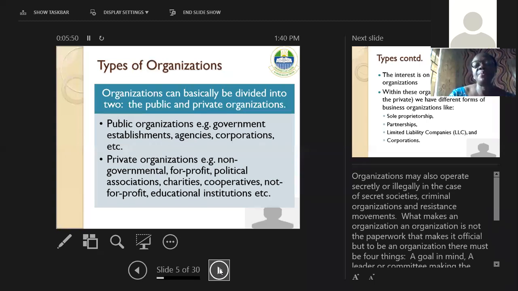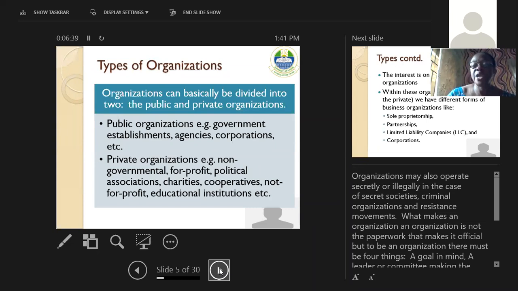Now we have types of organizations. What are the types of organizations that we have? We basically have two broad organizations. I want to classify them as public organizations, like you have the government establishments, their agencies, corporations and what have you. And there are also the private organizations, like the non-governmental organizations and the for-profit organizations. When I mean for-profit organizations, those are the ones who go out to make profit, like the business organizations we're talking about. Then political associations, charities, cooperatives, not-for-profit too, educational institutions, and what have you.